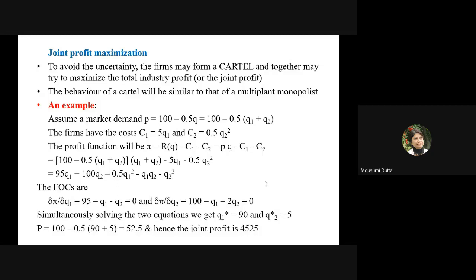So write down the first equation, and then write down two cost equations. I'm not considering zero cost. There are two cost equations, so please write them down. C1 is equal to 5Q1 and C2 is equal to 0.5Q2 square.